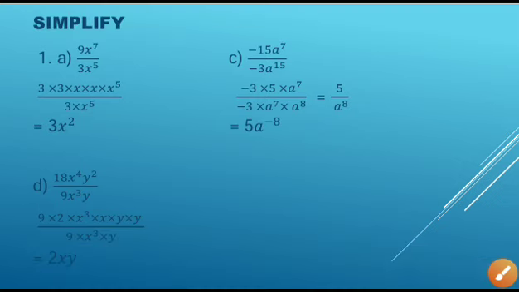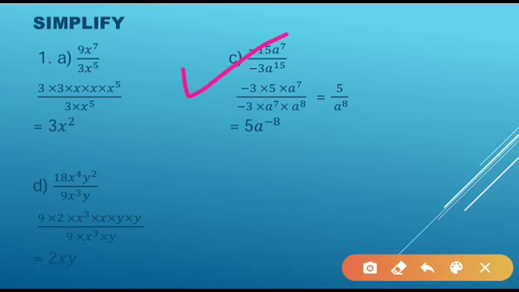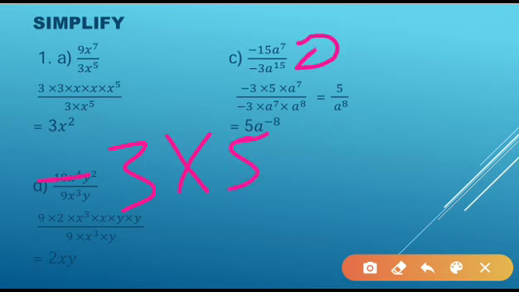Next question. Expand this. First of all expand the numerator. 15 can be written as 3 into 5 and then a to the power 7. Here in the denominator it is a to the power 15. So we expand a to the power 15 in terms of a to the power 7 for cancelling both of them. So write it as it is.